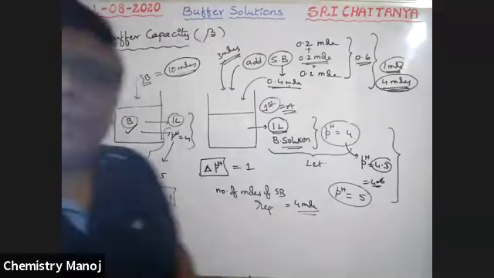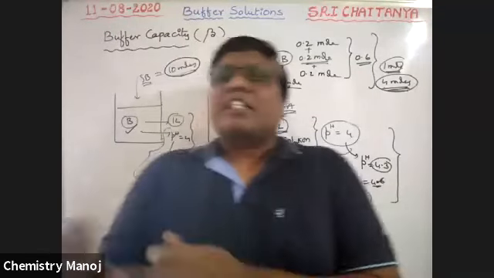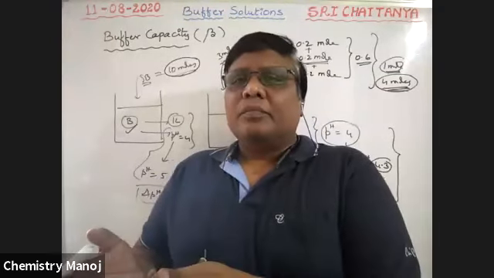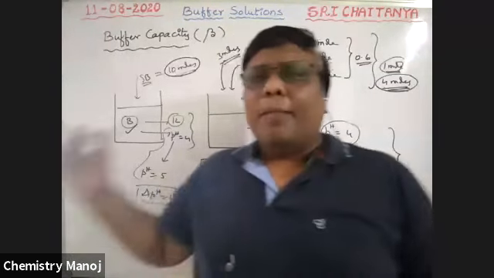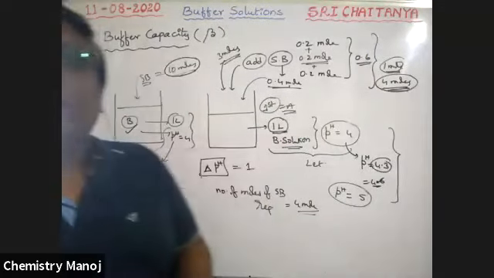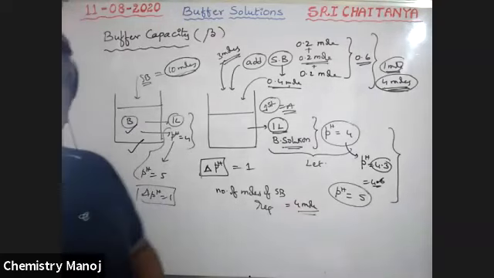That means among A and B, which one is the good buffer? What is buffer action? What is a buffer? It resists the change in pH. So if the resistance power is high, that should be the good buffer. So among A and B, which one is the good buffer? Yes, B is the good buffer.